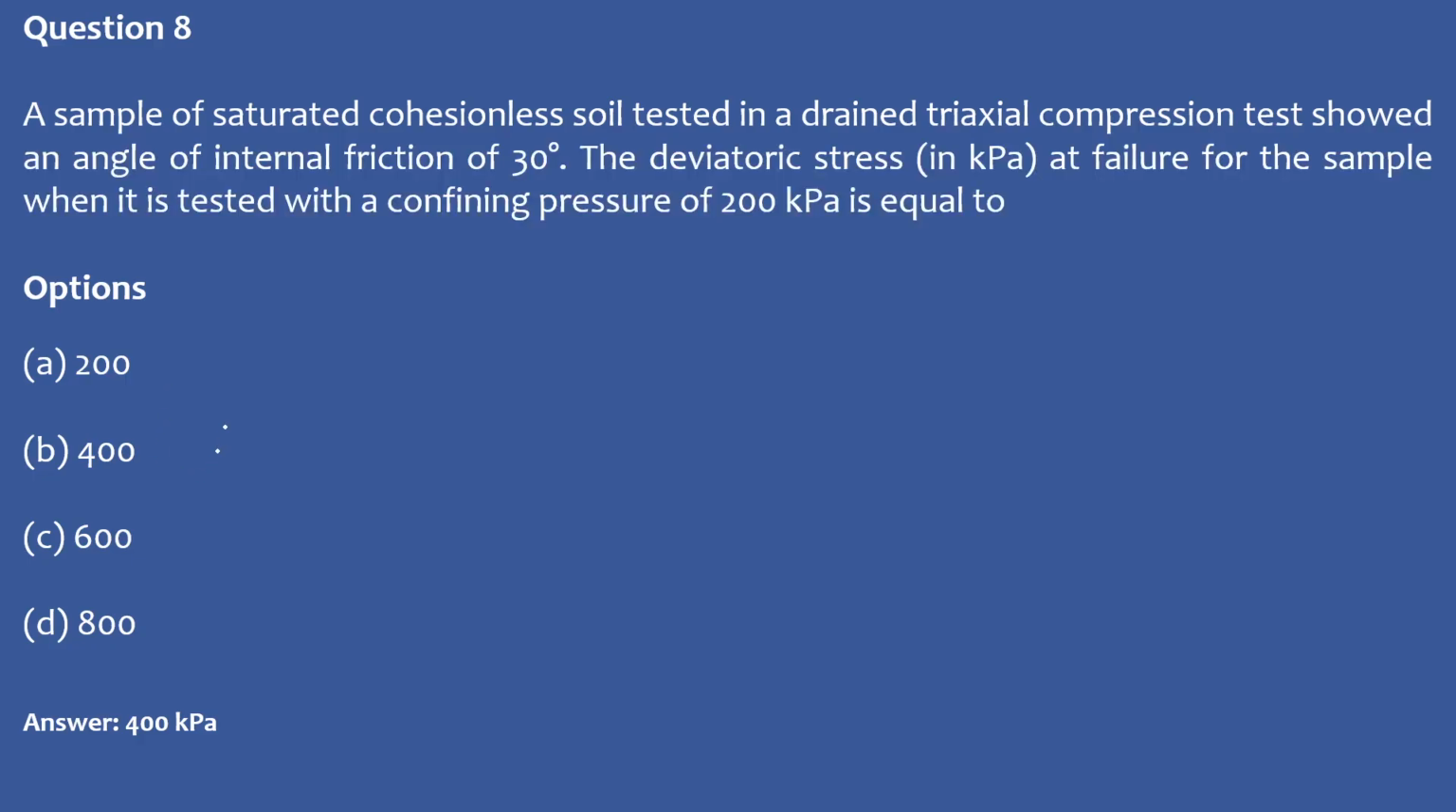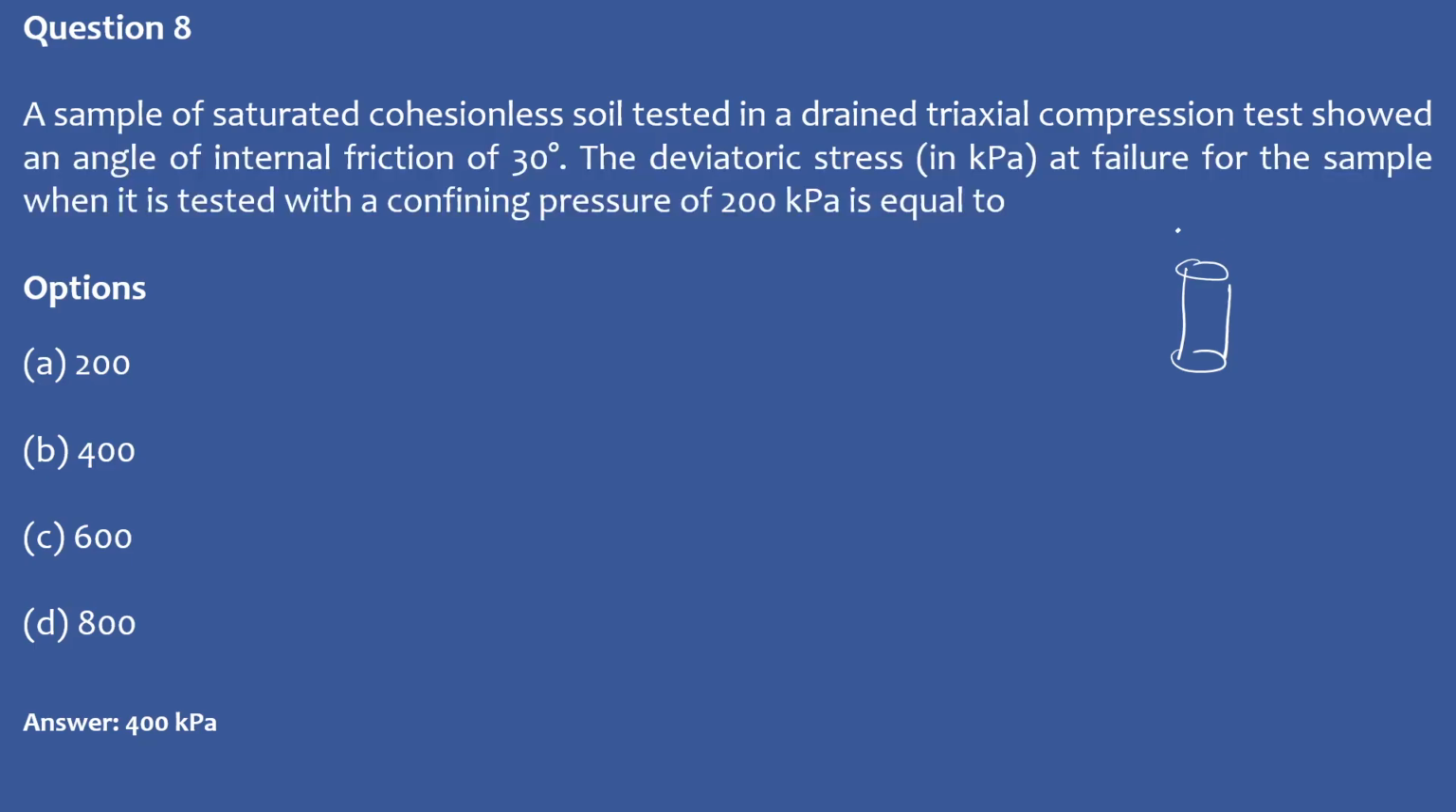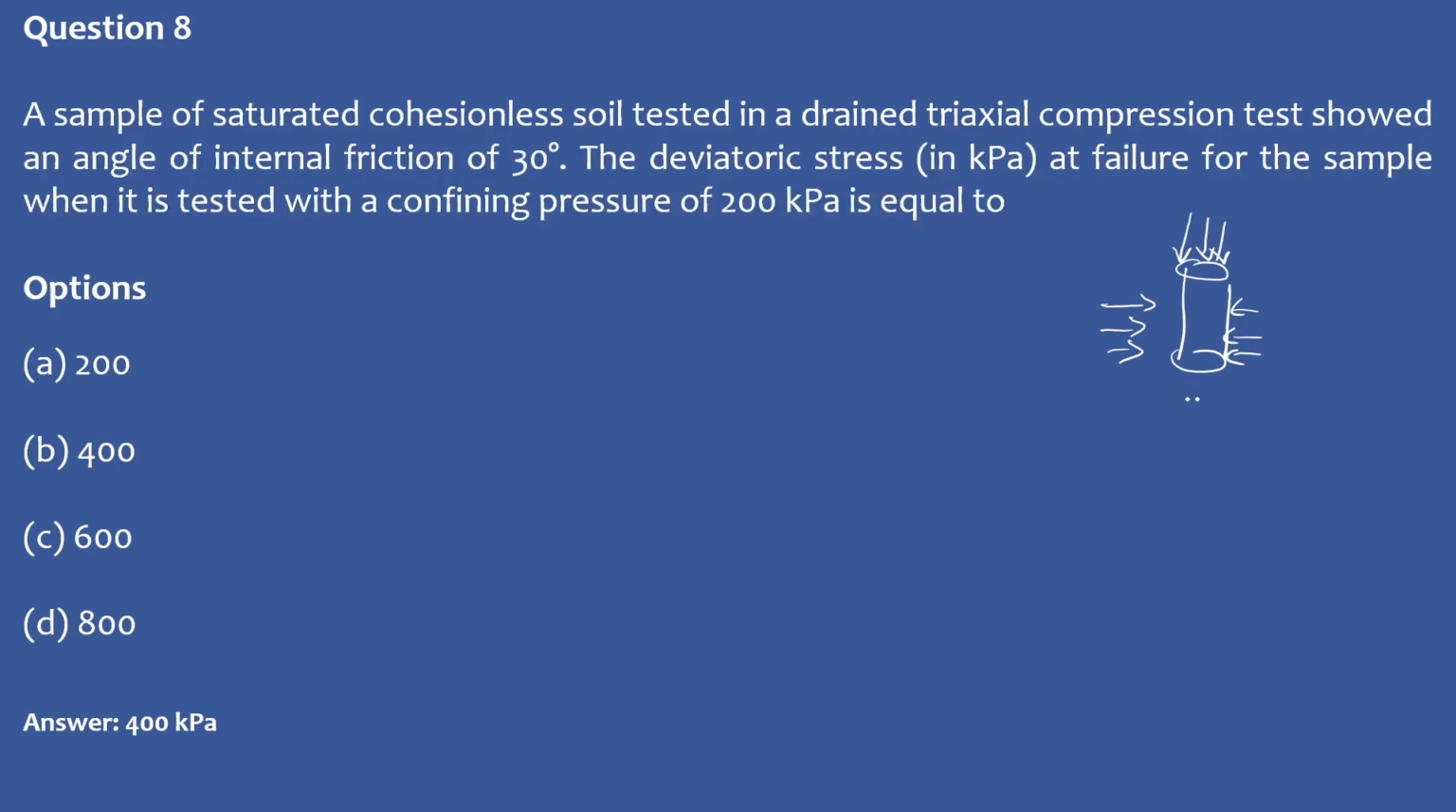So let's see this. The correct answer is 400 kPa. So how can we solve this? In a drained triaxial test, basically you have a certain specimen where you apply a normal load on the sample above. Then you also have the lateral pressure acting on your soil sample.